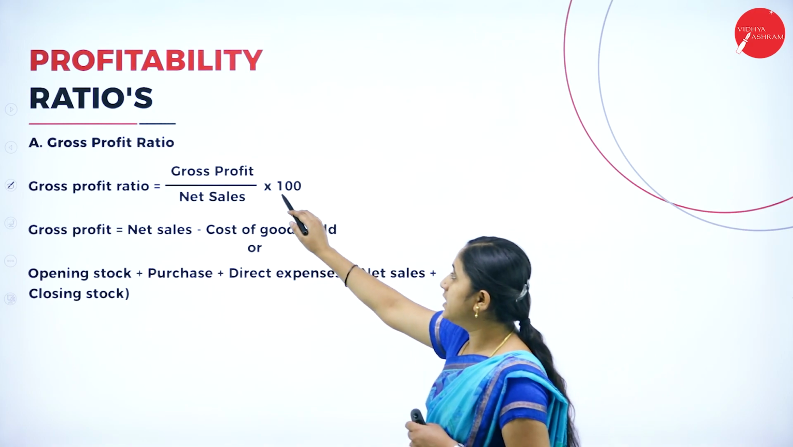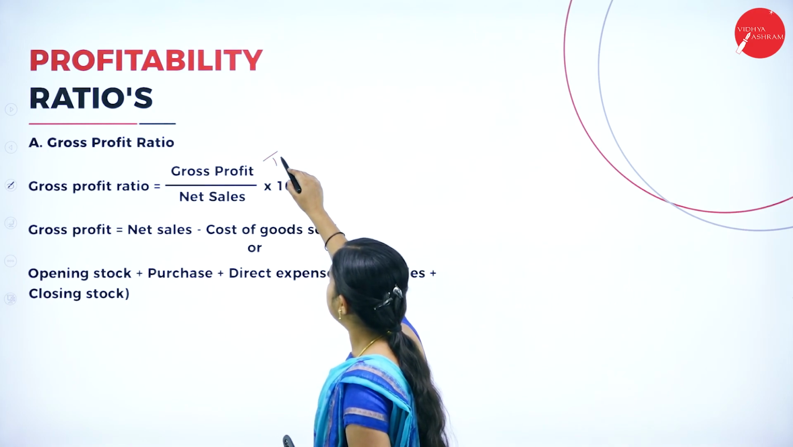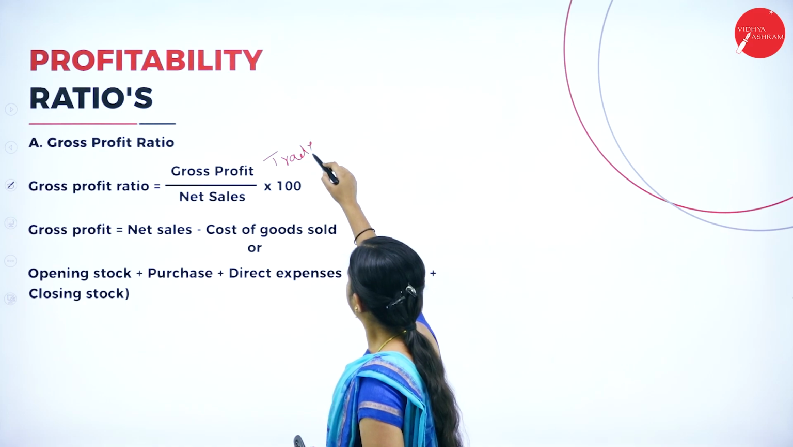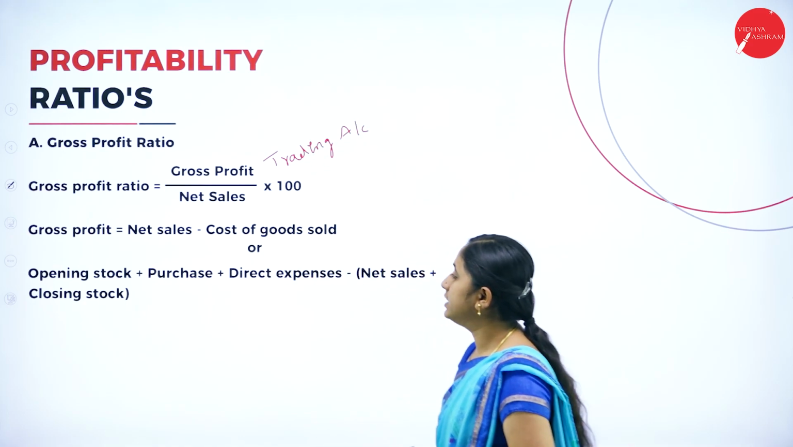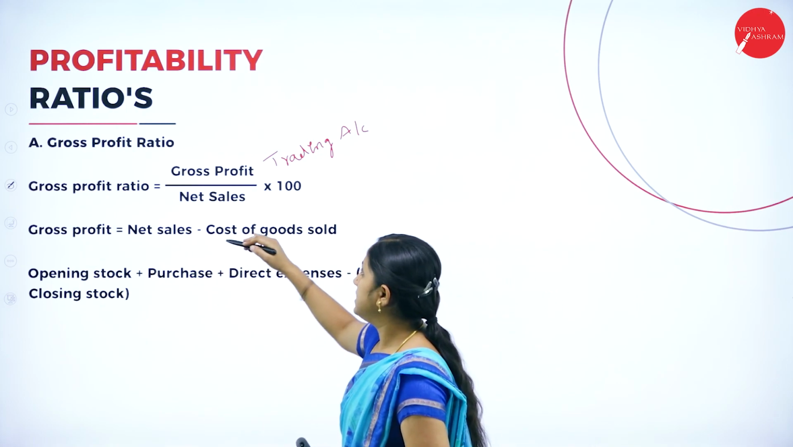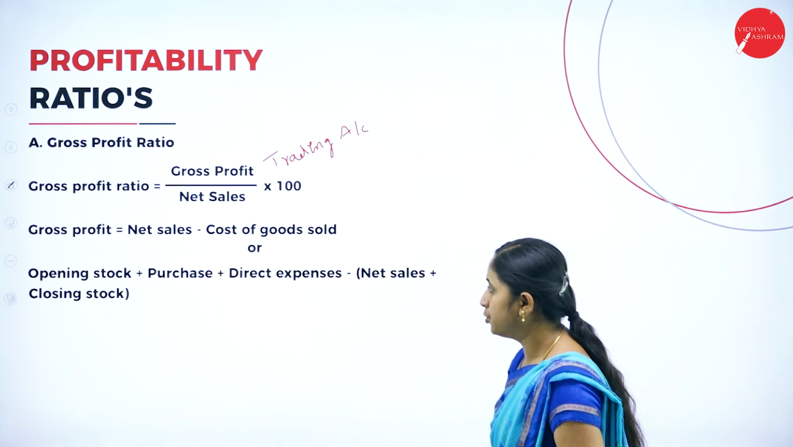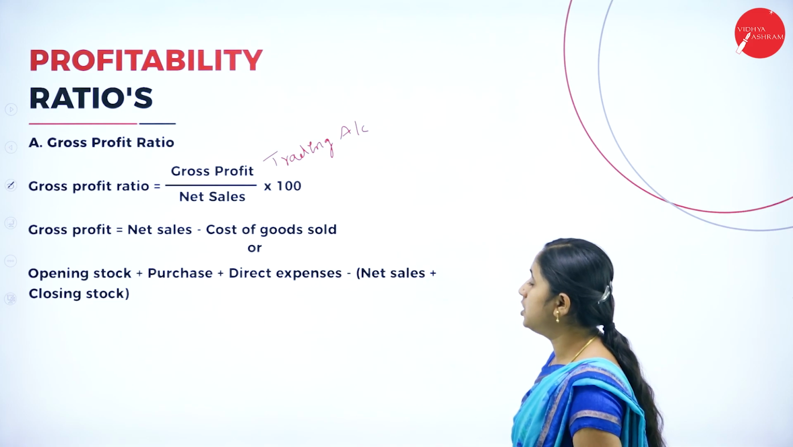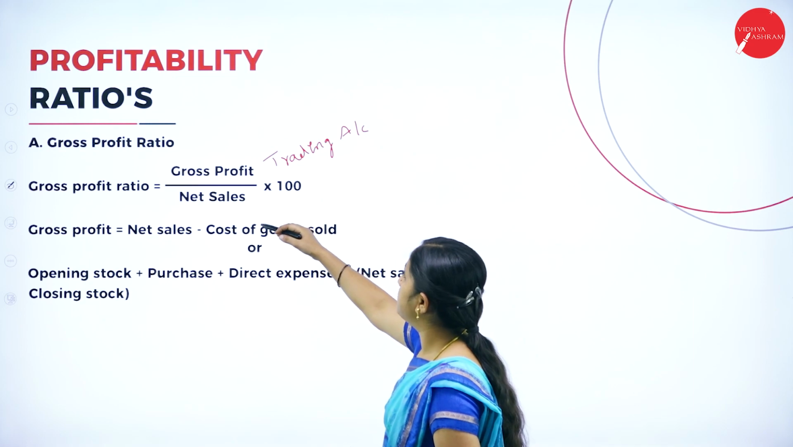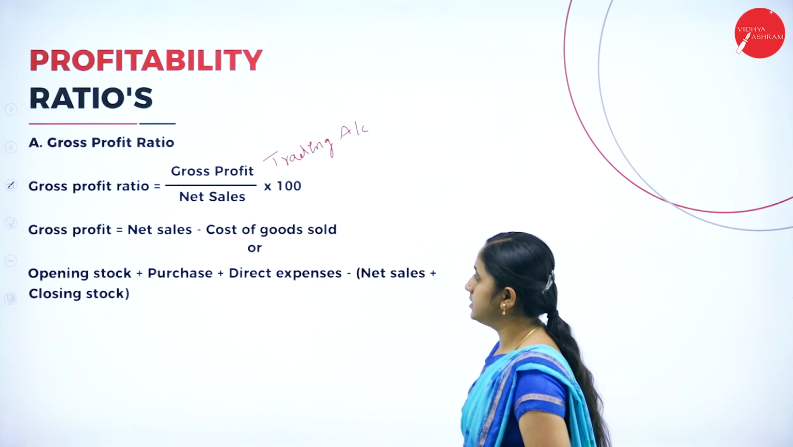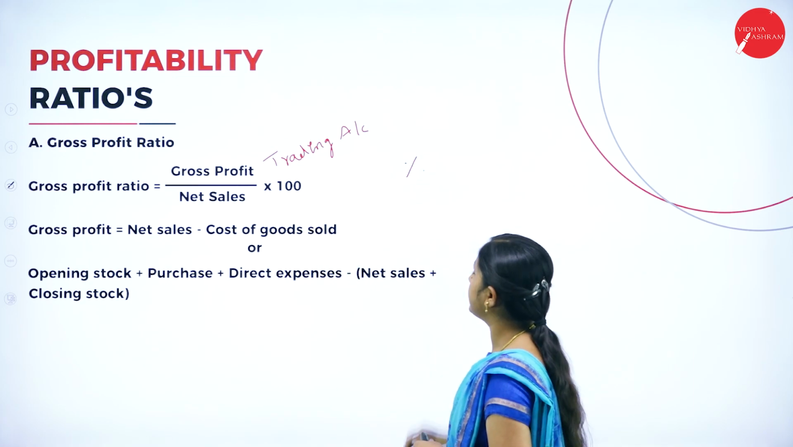So we can consider the gross profit from the trading account, or you can get the gross profit from net sales minus cost of goods sold. So gross profit is equal to net sales minus cost of goods sold. Gross profit divided by net sales into 100. It is expressed in percent.